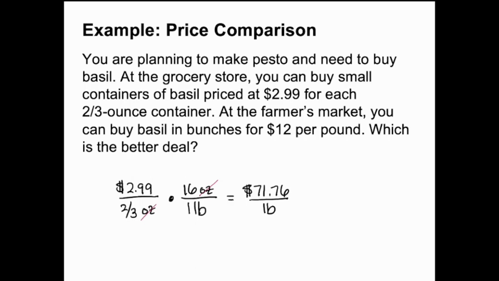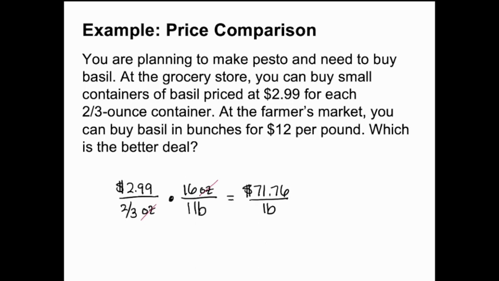So in this example, it says you're planning to make pesto and you need to buy basil. And you have two options. The grocery store sells small containers of basil at $2.99 for each container, and each container has 2/3 ounces. Then you also know that there's a farmer's market going on downtown this week, and you can buy basil in bunches for $12 a pound. Which one is the better deal?